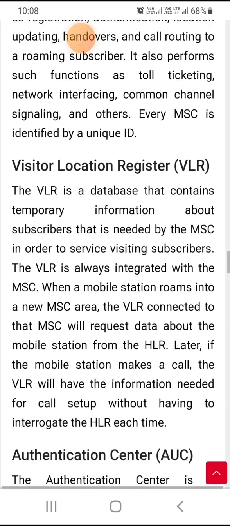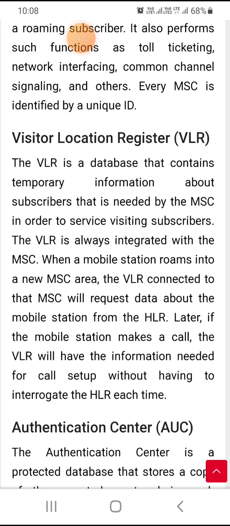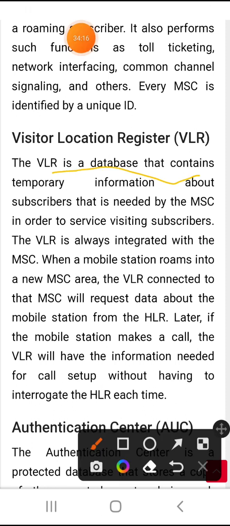Now the visitor location register, the VLR. The VLR is a database that contains the temporary information about the subscriber that is needed by the MSC in order to service visiting subscribers. The VLR is always integrated with the MSC. When a mobile station roams into a new MSC area, the VLR connected to it requests data about the mobile station from the HLR. Later, if the mobile station makes a call, the VLR will have the information needed for the call setup without having to interrogate the HLR each time.